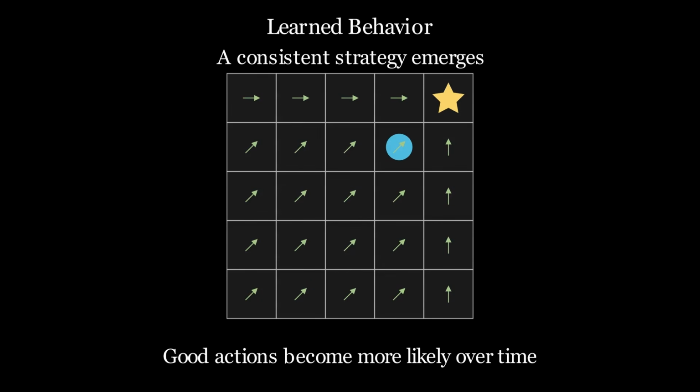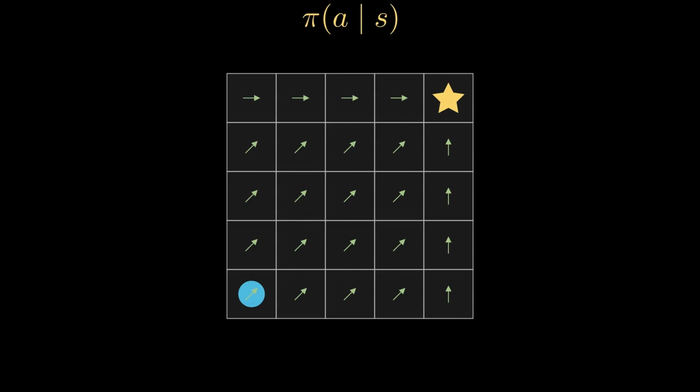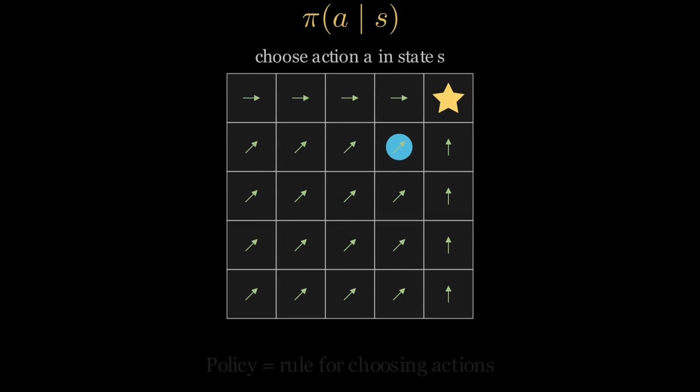Over time, good actions become more likely. A consistent strategy takes shape. This is the result of learning. This strategy, this set of rules for choosing actions, has a name. It's called a policy. In mathematical notation, we write it as pi of a given S. It tells us, given a state S, which action A should the agent take. The policy is the agent's playbook. Follow the policy, reach the goal. A policy is simply a rule for choosing actions.